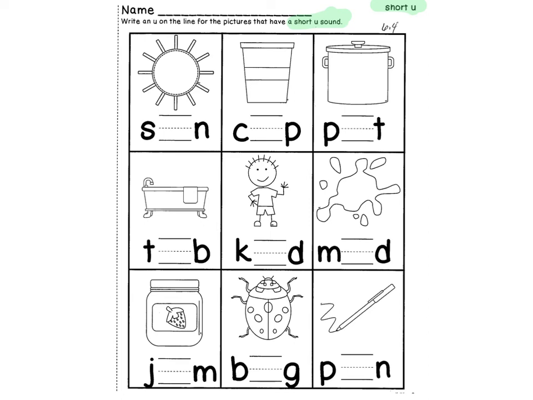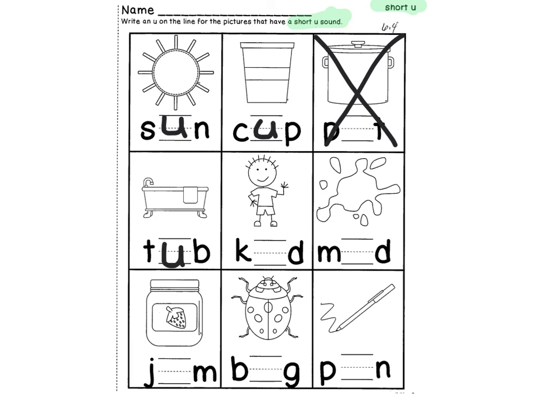Well, we know from the practice that we did sun already and that it does have the u, so we're going to add that U in the middle. Sun. Next one is cup. Yes, you're right. It does have that u in the middle. Pot. No, we don't hear that U sound. We hear ah. Tub. Okay, we hear that U sound. We're going to put that U in.